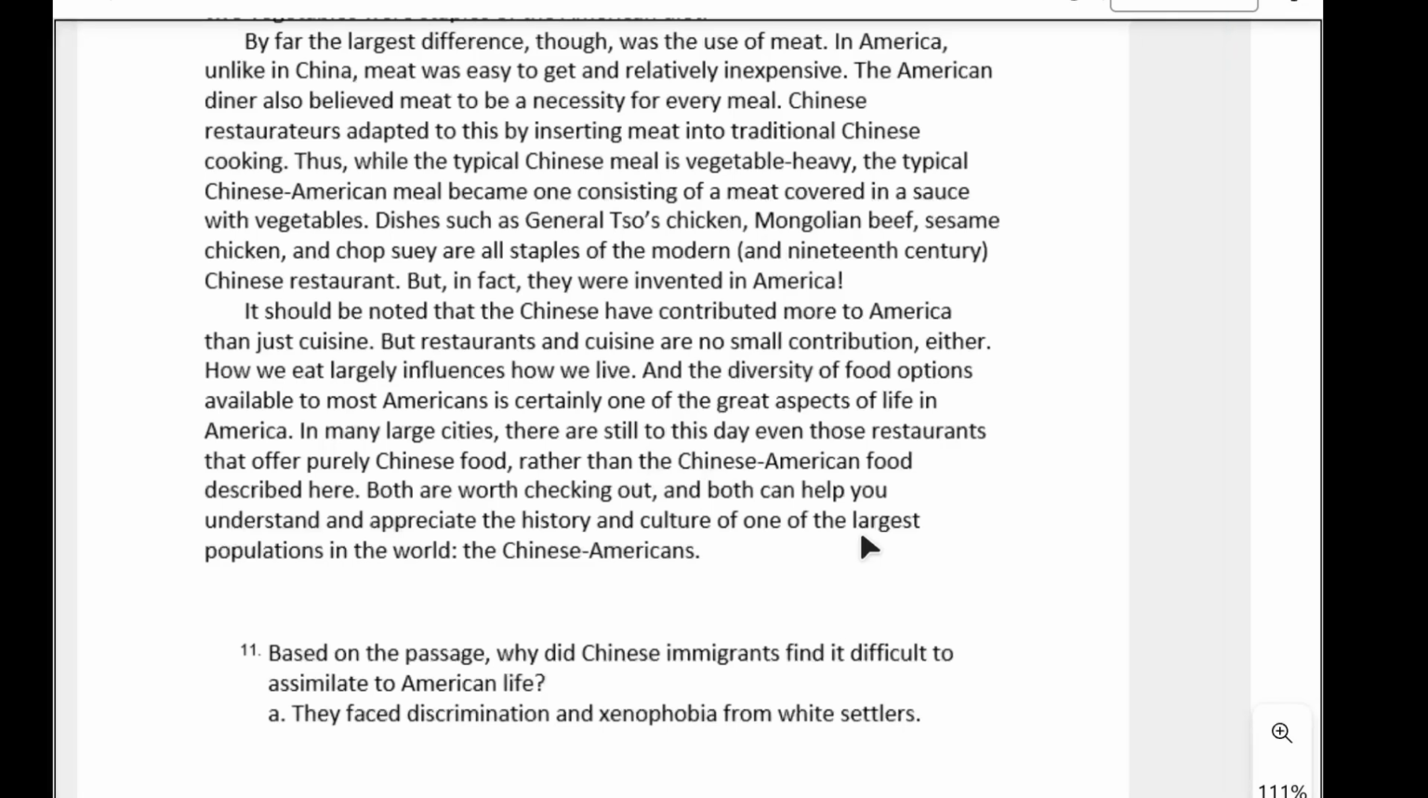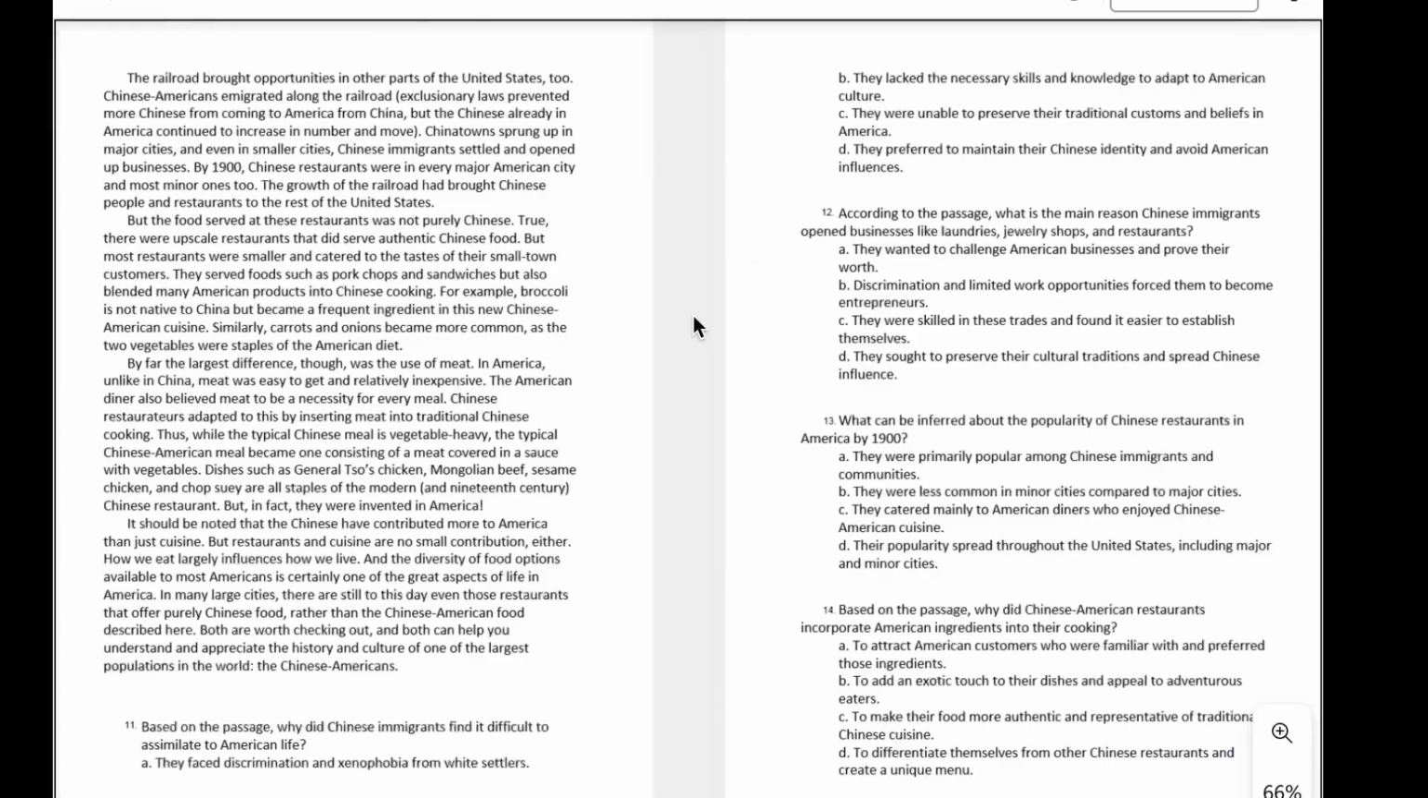Based on the passage, why do Chinese immigrants find it difficult to assimilate to American life? Let's just zoom out so we can see all parts of the question. So these are all parts of the question. A focuses on discrimination and xenophobia from white settlers. B is talking about lacking skills. C is talking about that the Chinese just couldn't preserve their cultural norms. However, we know from the text that's not the case. We'll go back to visit it. And in D, they preferred to maintain their Chinese identity, so implying that they didn't want to assimilate.